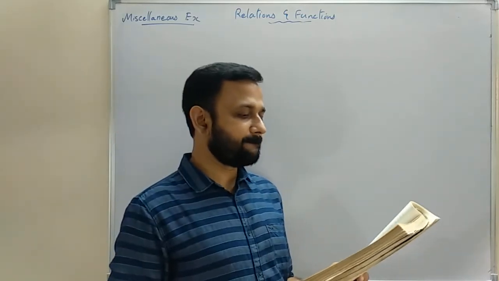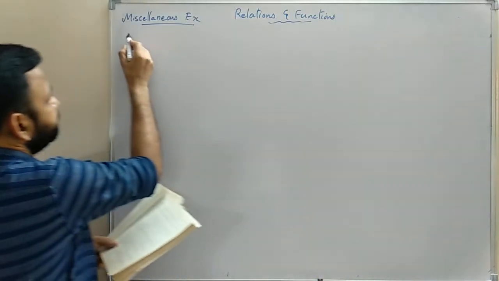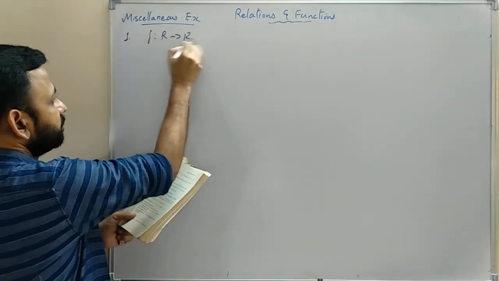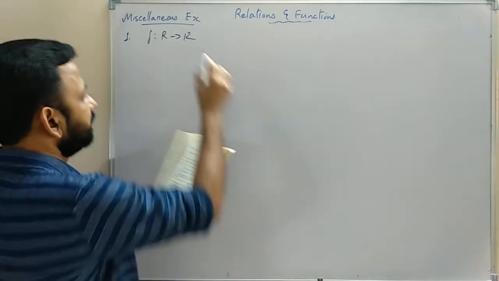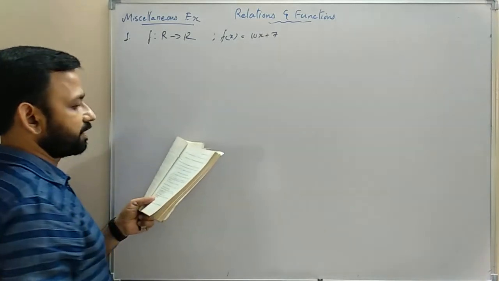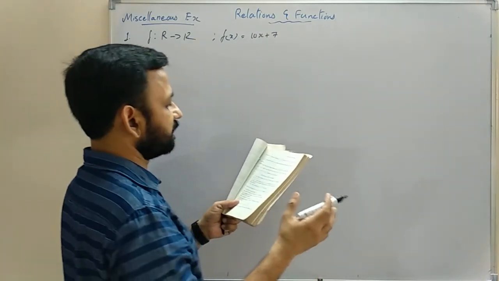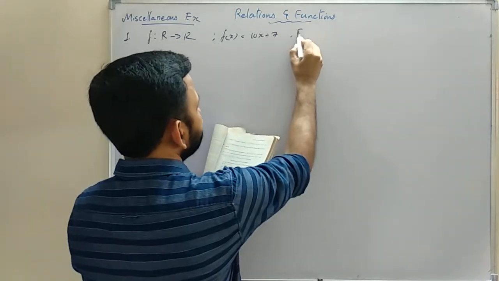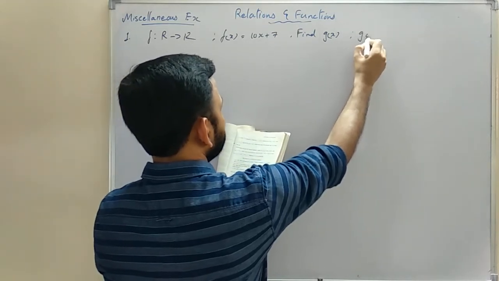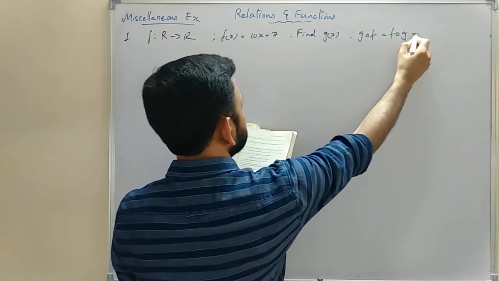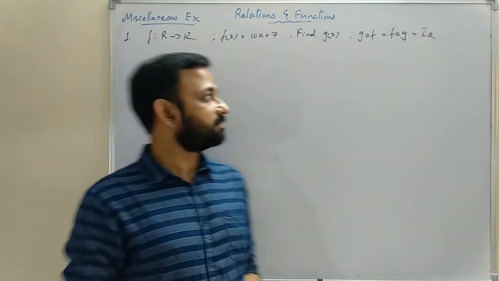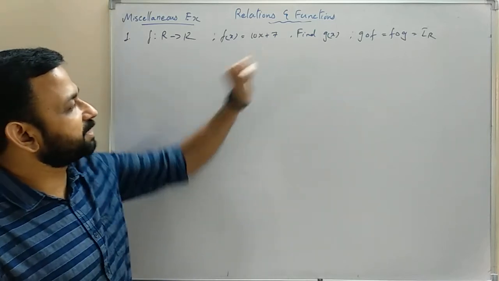Question number 1. f is a function from R to R, the set of real numbers, such that f of x is equal to 10x plus 7. Find the function g from R to R, that is, we need to find g of x, such that g composition f is equal to f composition g is equal to I R. That is our question.